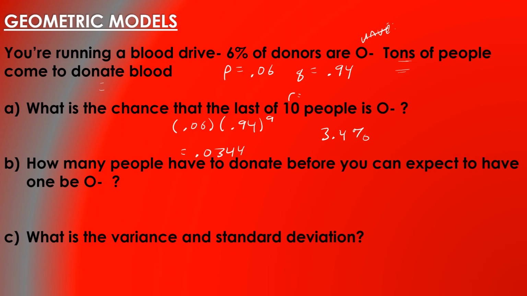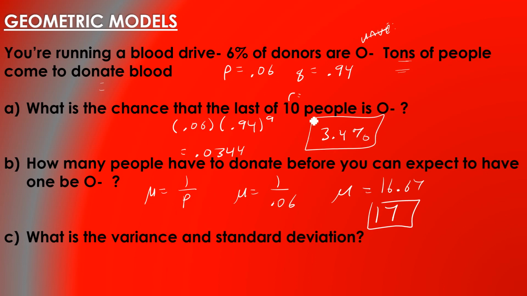How many people would have to donate before you can expect to have an O negative? So mu is going to be 1 divided by p. So in this case, 1 divided by 0.06. So mu is going to be, type that in, 16.67. So about 17 people would have to donate before you get an O negative.